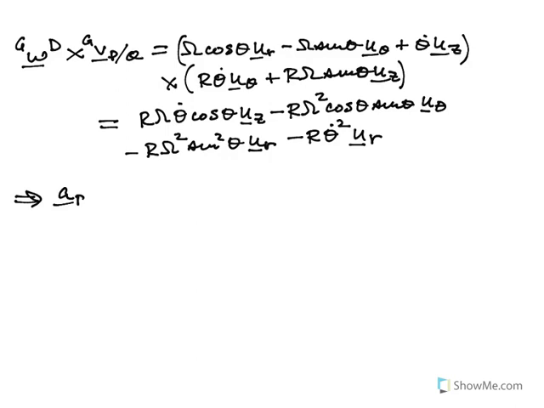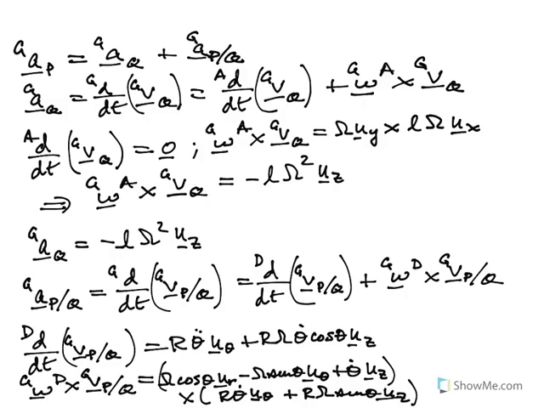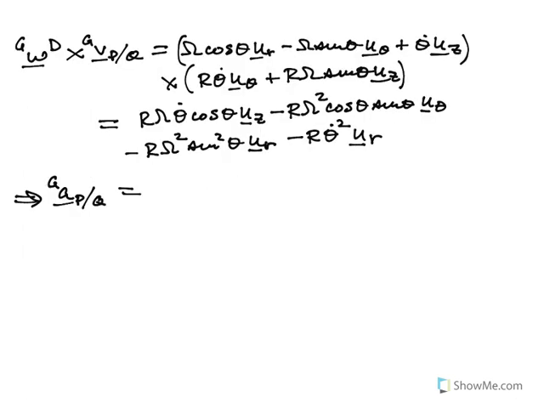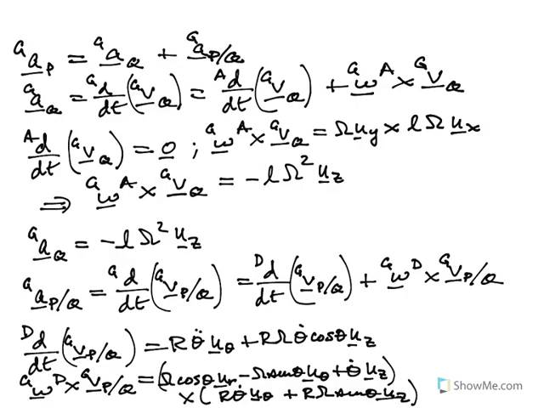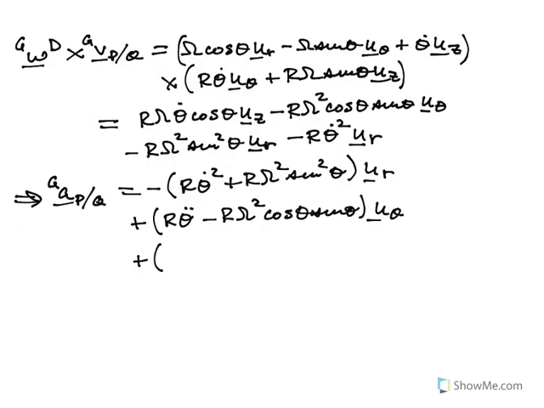So this gives that the acceleration of p relative to q in g is equal to, let's grab all the ur terms: minus r theta dot squared plus r omega squared sine squared theta times ur, plus, now the u theta terms, r theta double dot minus r omega squared cosine of theta sine of theta times u theta, plus r omega theta dot cosine theta, but there's another r omega theta dot cosine theta, so you've got 2r omega theta dot cosine theta, and that's it. There are no parentheses needed here. 2r omega theta dot cosine of theta times uz.